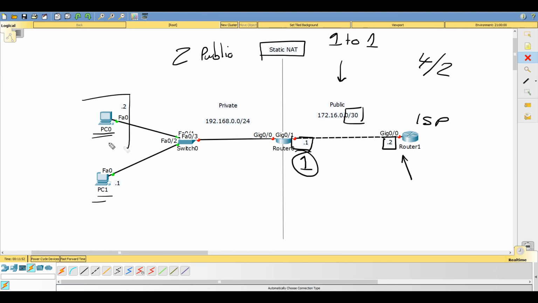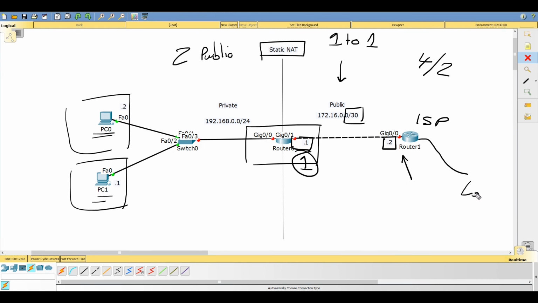I'll go ahead and configure the PCs and the interfaces on the routers and leave everything but static NAT configured. And then over here, I'll create some loopback addresses on router 1 to simulate some internet services. And then we will see how the router does the NAT and how it responds.